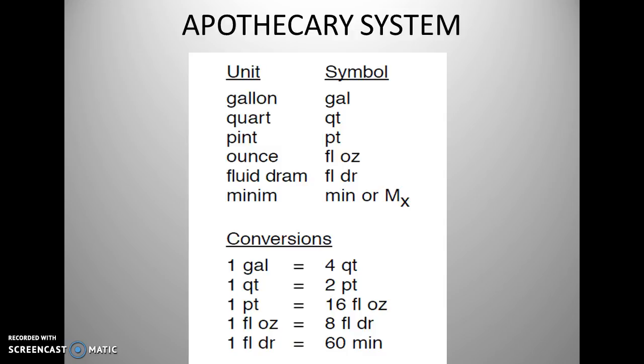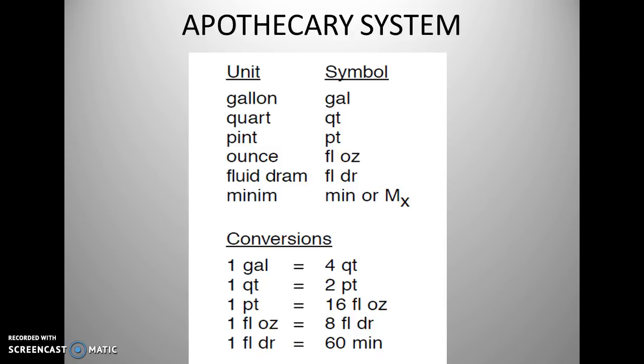The apothecary system here, again, is part of the English system. For liquids, the units are, for example, gallon, the symbol is GAL, quart, QT, pint, PT, ounce, FLOZ, fluid dram, FLDR, and minim, which has the symbol MIN, or M with an underscore.